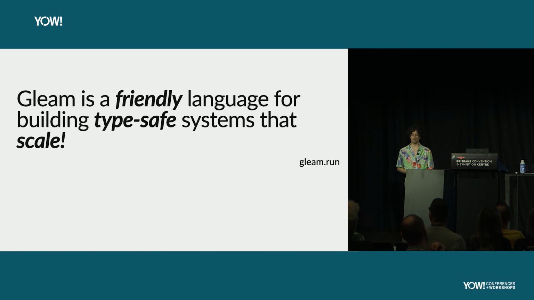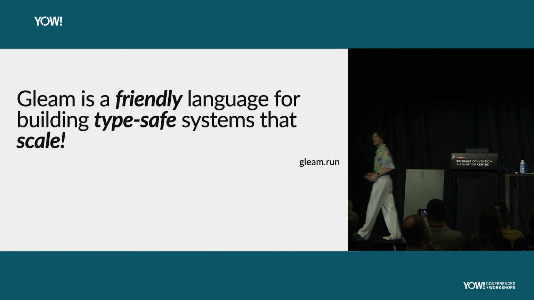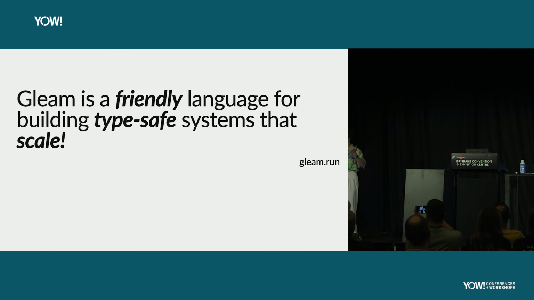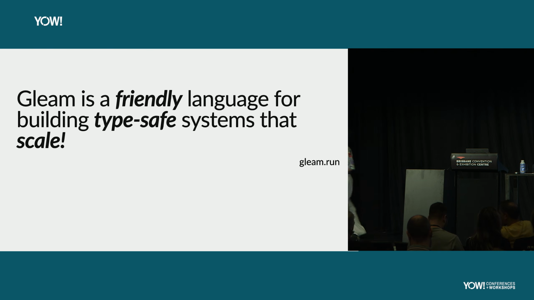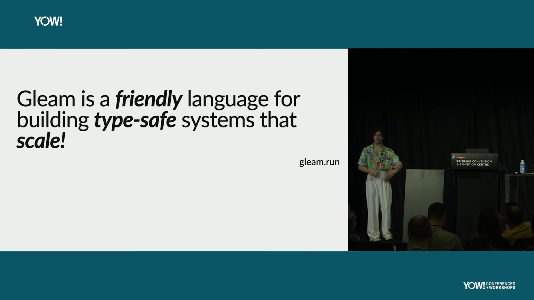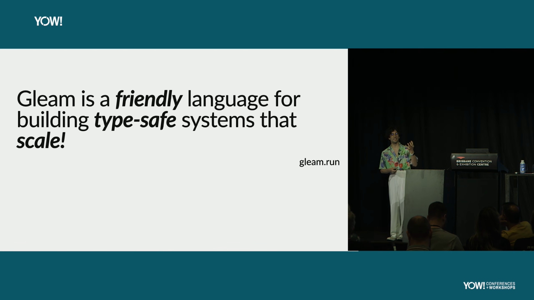But what is Gleam? Well, if you go to its website, you'll discover that Gleam is a friendly language for building type-safe systems that scale. So there's quite a bit to unpack in just a single sentence. It's not every day that we hear the adjective friendly referring to a programming language. Also, type-safe. So Gleam is a statically typed language with a strong, robust type system. And finally, scaling. That's interesting.